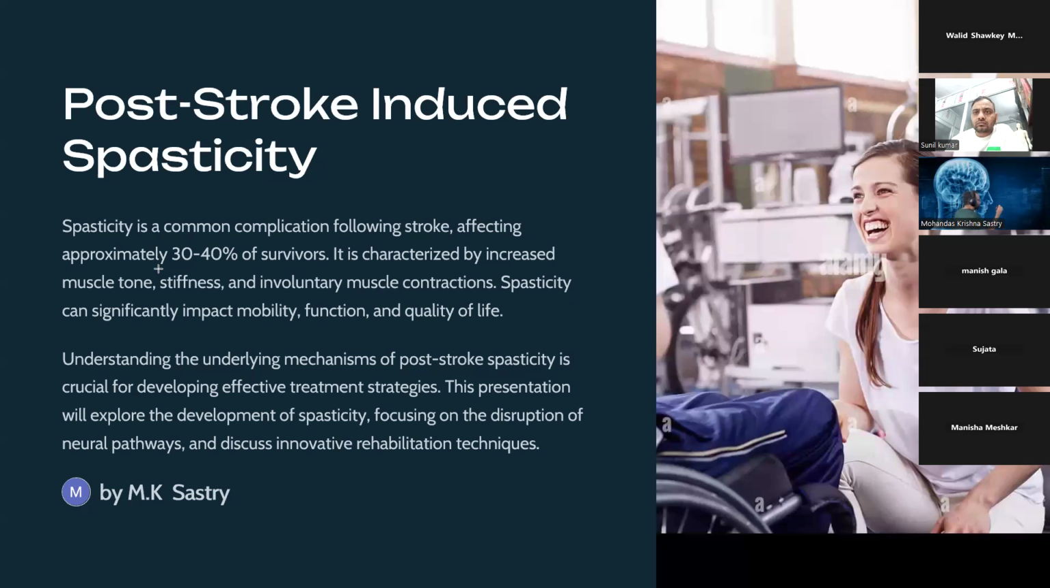Spasticity is a common complication following stroke affected people. So approximately 30 to 40% of the survivors suffer from what? Spasticity. It is characterized by the increase of the muscle tone, stiffness, and involuntary muscle spasm. This is called contraction. Right? So this is the most difficult part we are going to face.